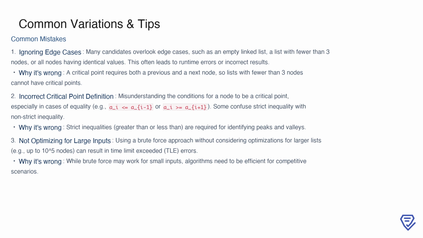Another frequent mistake is misunderstanding the definition of a critical point. Strict inequalities must be used to determine if a node is a peak or a valley, meaning the value at the node must be strictly greater than or strictly less than its neighbors. Confusing this with non-strict inequalities can result in false positives.